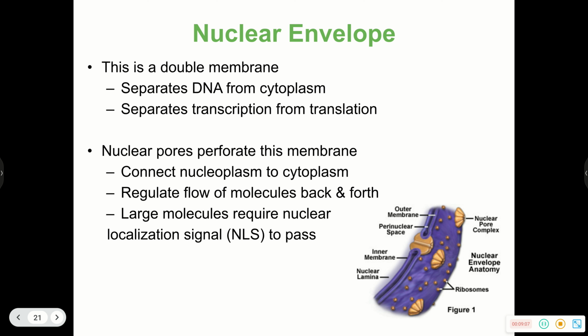And then the nuclear pores are the alleyways, for lack of a better term. They're the alleyways which connect the nucleoplasm to the cytoplasm. They regulate the flow of molecules back and forth, just like the cell membrane does for the entire cell. These nuclear pores are controlling the flow of molecules back and forth out of the nucleus and into the cytoplasm, okay?